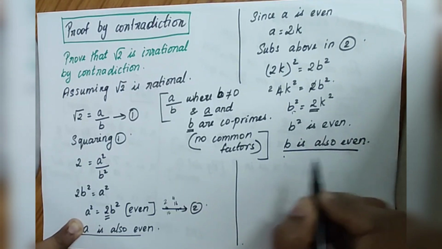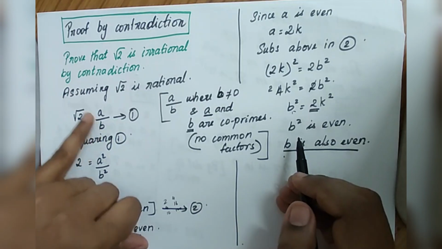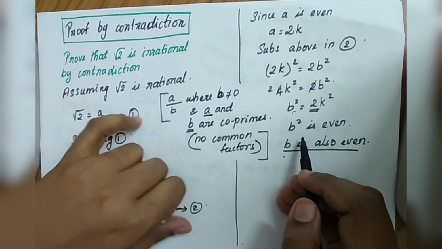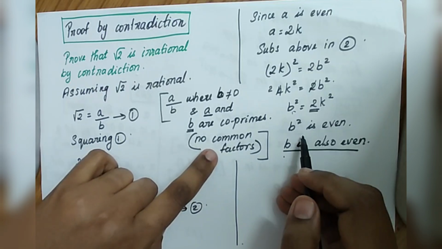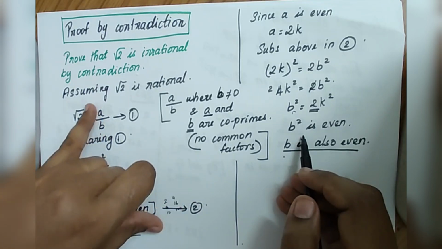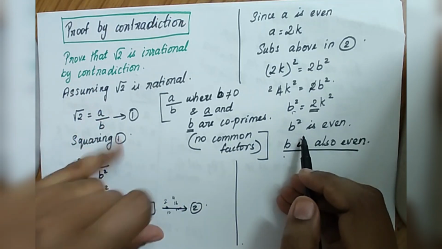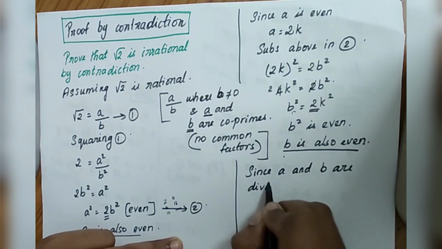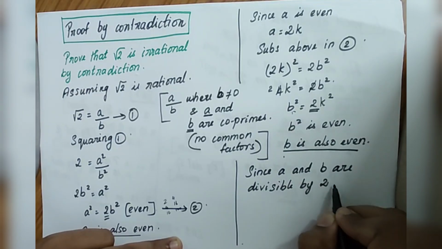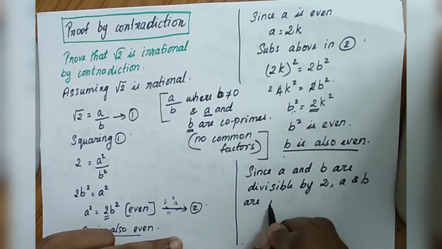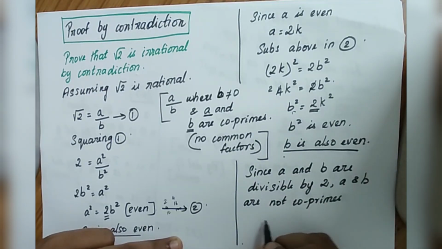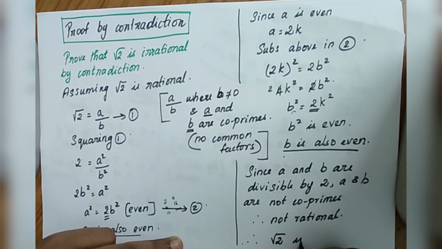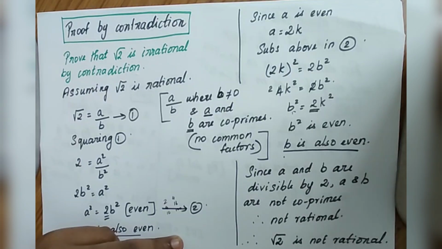So now what is happening? We have found that A and B are even, but for rational numbers, they cannot have common factors, right? Now we have a common factor 2 for both A and B since they are even. By 2, A and B are not co-primes. Therefore, not rational. Therefore, root 2 is not rational. Hence the proof. Thank you.